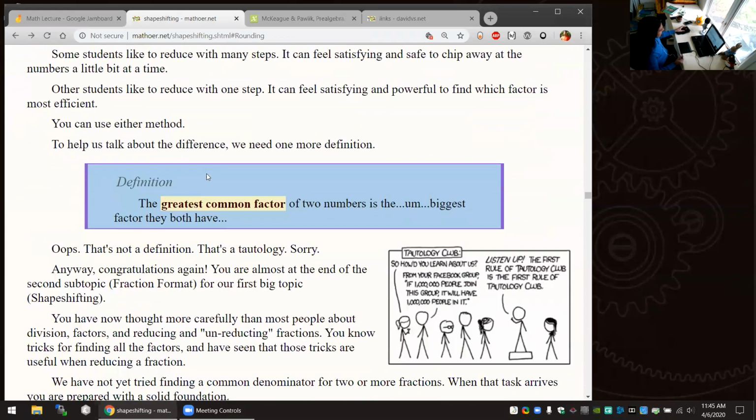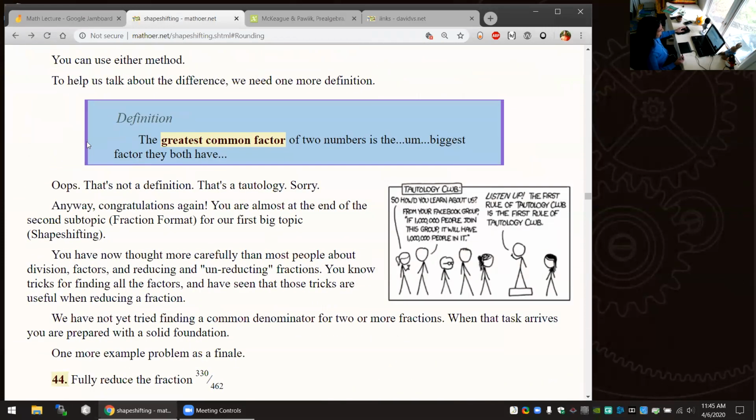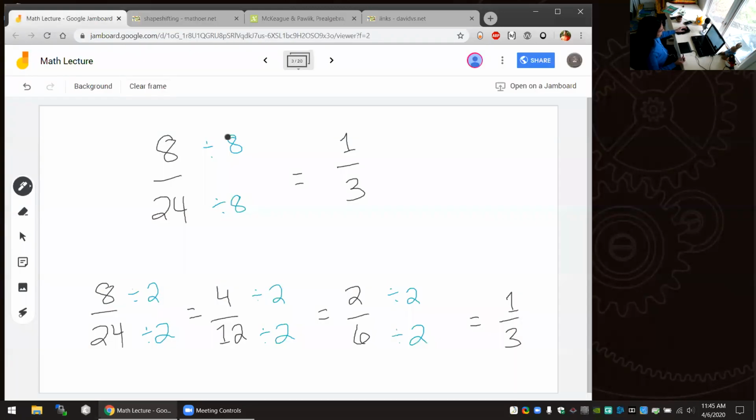Okay. The greatest common factor is the biggest factor that they both have. That's just what the greatest means, right? So if you can see the greatest common factor, in this case 8, you can get it done in one step. If you don't, any factor will work. You will just have to keep going.